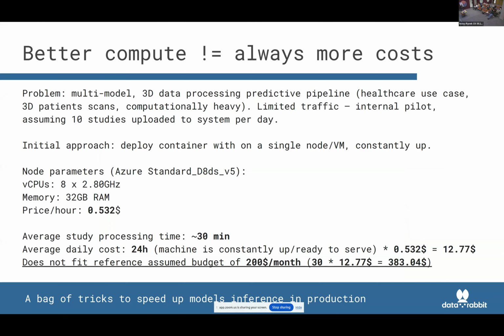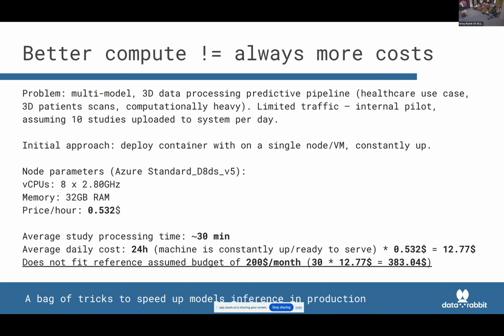And here we'll go through a practical example. One of our previous projects, the context of that is healthcare. Basically a 3D processing predictive pipeline for segmentation. So a 3D processing pipeline, 3 models in total, rather heavy. On the other hand, it was a limited internal pilot. The assumption was that we just need to process 10 studies, so basically 10 scans, 10 patients in a day in the system. And we had a limited budget for that, $200.